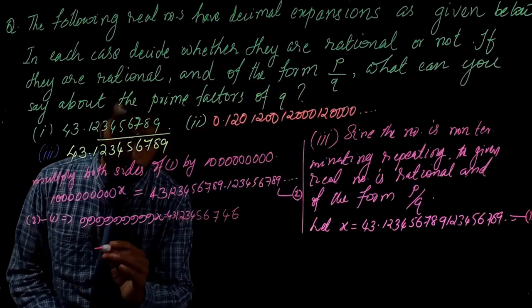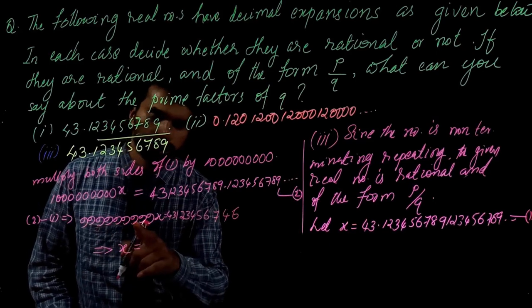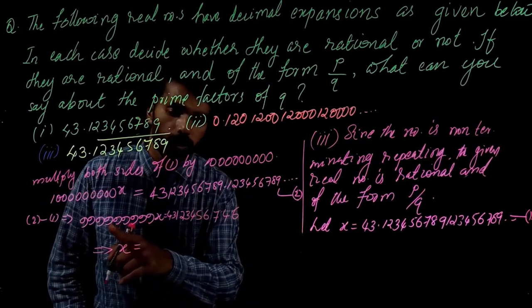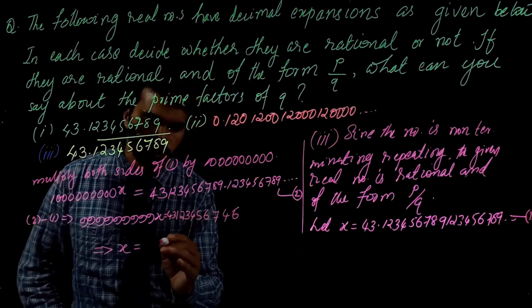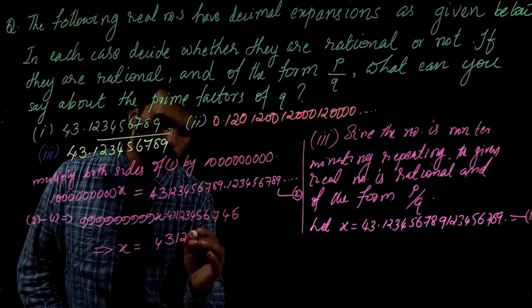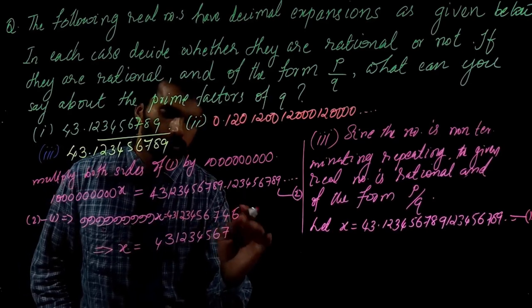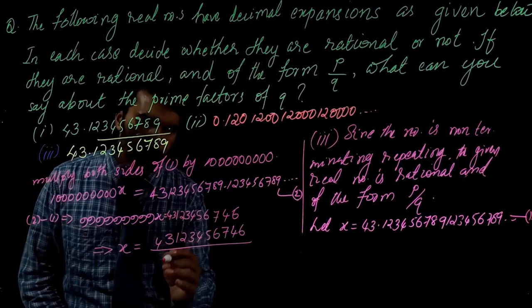So this implies x is equal to, let us take this number to the right side. Here it is in the numerator, and by transferring it to the right side, it goes to the denominator. So this becomes 43123456746 divided by the denominator.